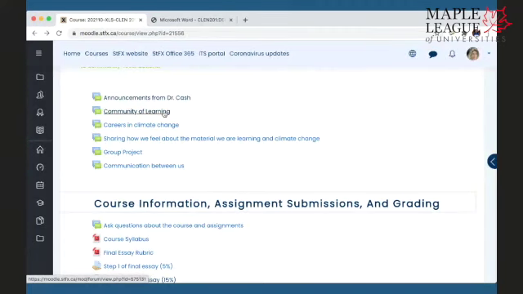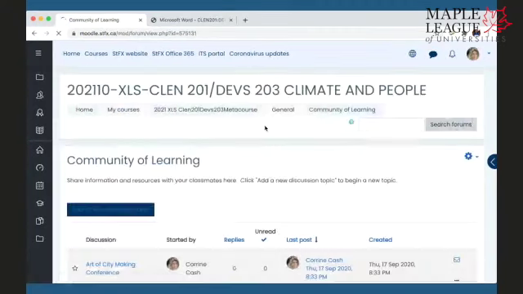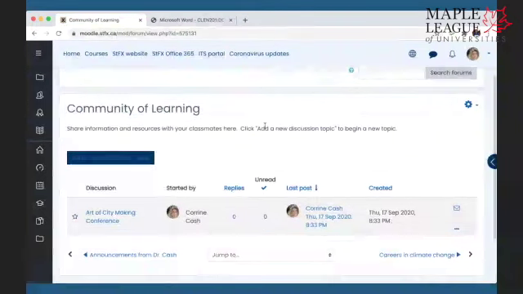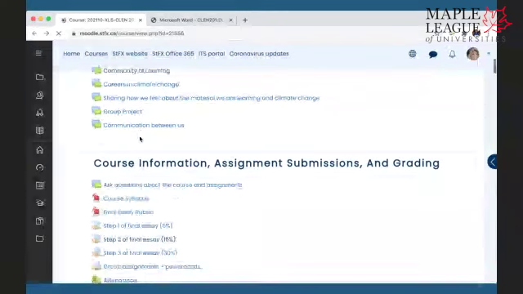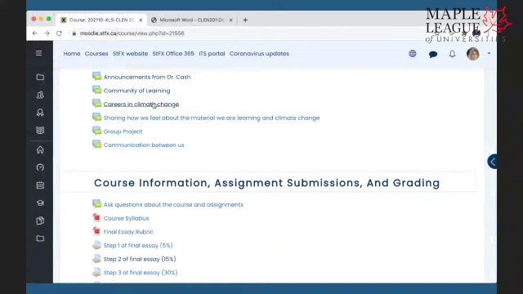Community of learning: I put this in here because I thought it would be a good idea, but as you can see, no one made any posts. I wanted students to find information about anything to do with climate, any interesting article or video, and post it here, but they didn't do that. But I told them about a conference that was coming up.